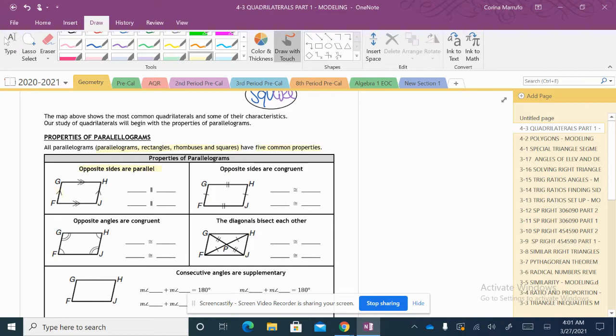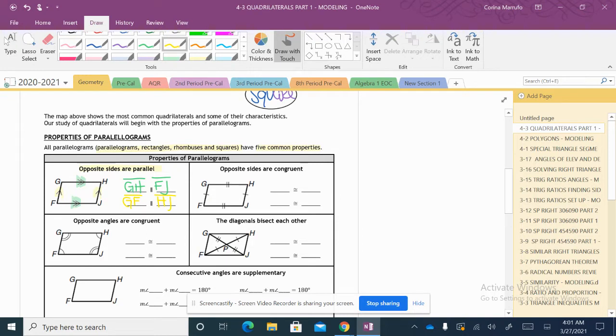Okay, so remember this little arrow here shows that it is parallel to this side. And then they will put two little arrows to show that this side is parallel to this side. Okay? And so when we're writing this down, we would write it as GH is parallel to FJ. And then we would write GF is parallel to HJ.